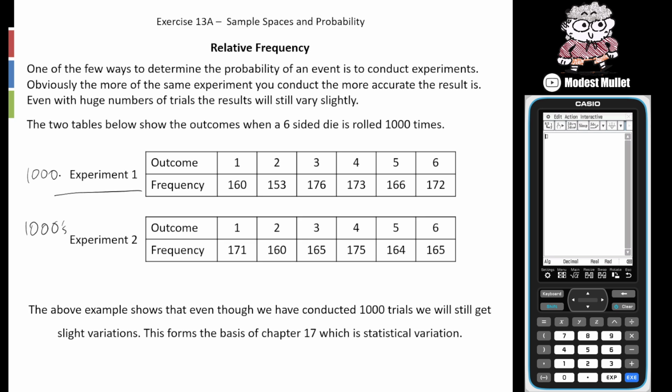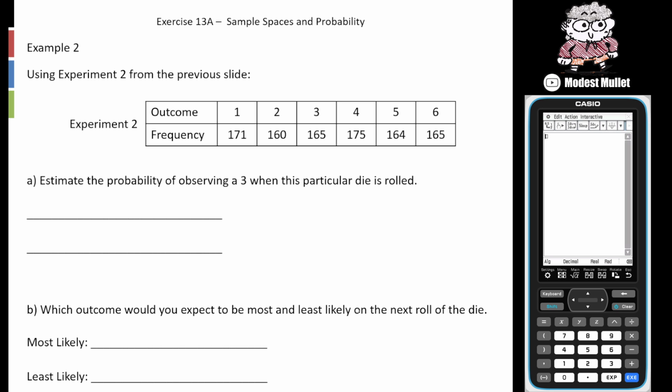You can see even doing 1,000 trials, we still get a bit of variation. We know that the expected probability should be 1 on 6 for any number, but when we do the actual experiment, we get slight variations. And this statistical variation is what we'll look at a lot in Chapter 17. But let's get into using one of these.